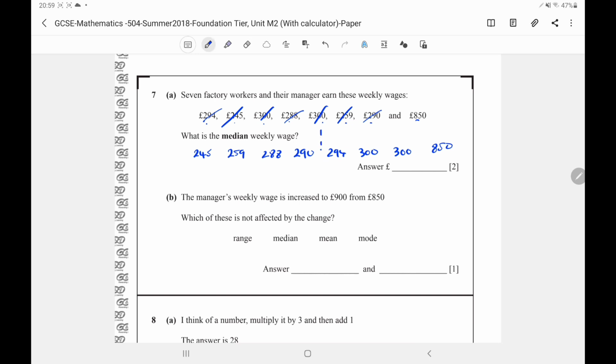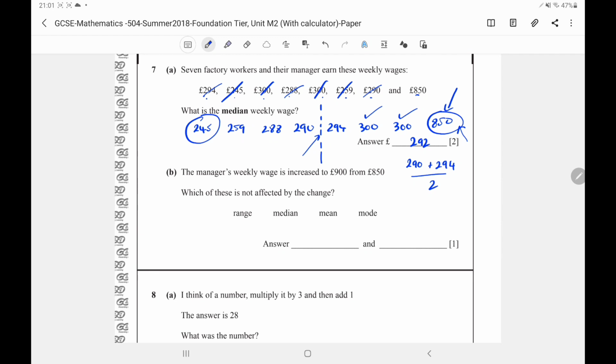We have 8 values here, so there's no one number in the middle. So the middle of all these numbers is in there somewhere. It's in between 290 and 294. So what we'll do is we'll go exactly halfway between 290 and 294. And to work out exactly halfway between two numbers.